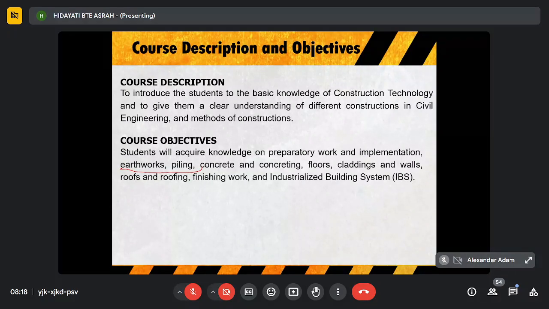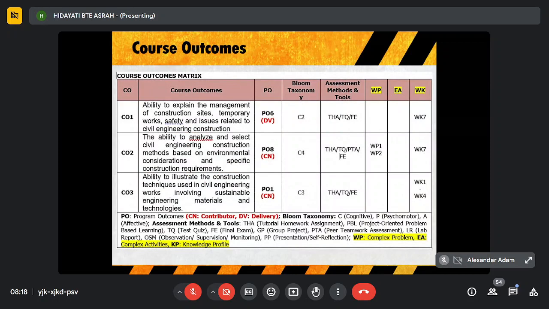Okay, course outcomes. So in this course we have 3 course outcomes: CO1, CO2, and CO3. Each student will be evaluated based on these 3 course outcomes. So meaning that all the assessments, your final exam, your test, your assignment, will be designed based on these 3 course outcomes.